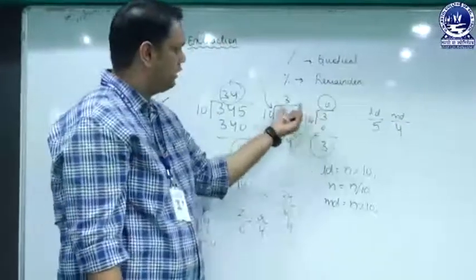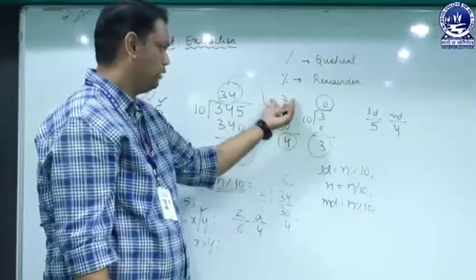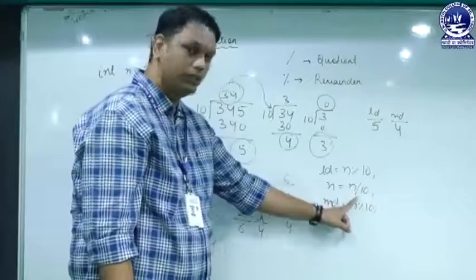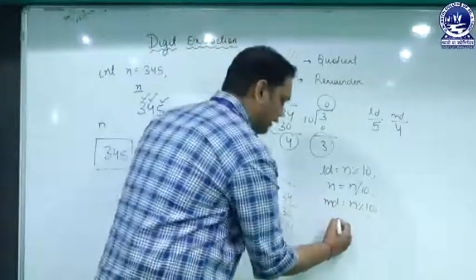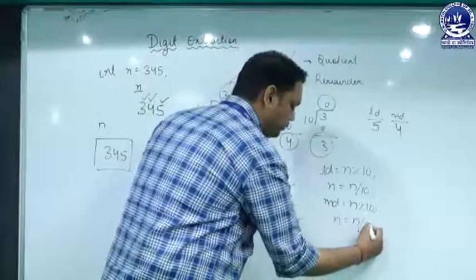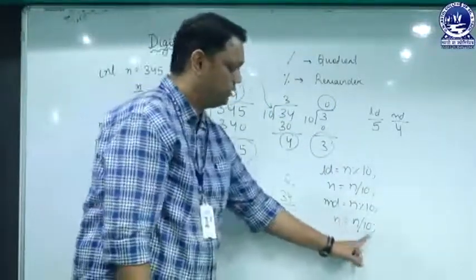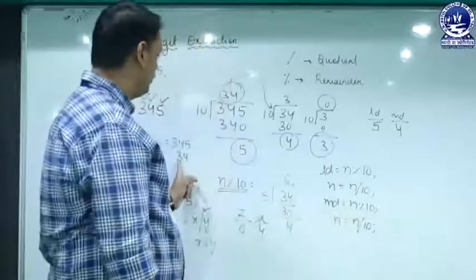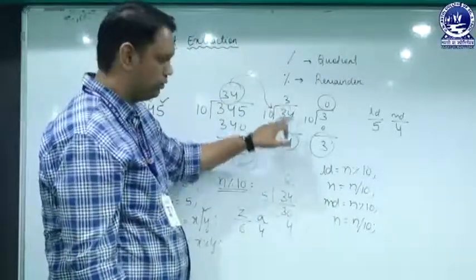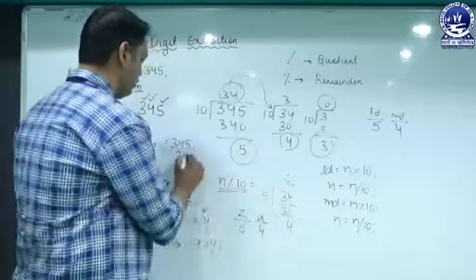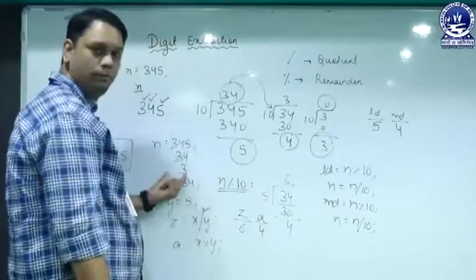Now again I have to take the quotient. To get the quotient we need the division operator. So again I will write n equal to n by 10. That means n is having 34 now. So 34 will be divided by 10 and we will get the quotient, that is 3. So 3 will be stored in n. So n will have the value 3.